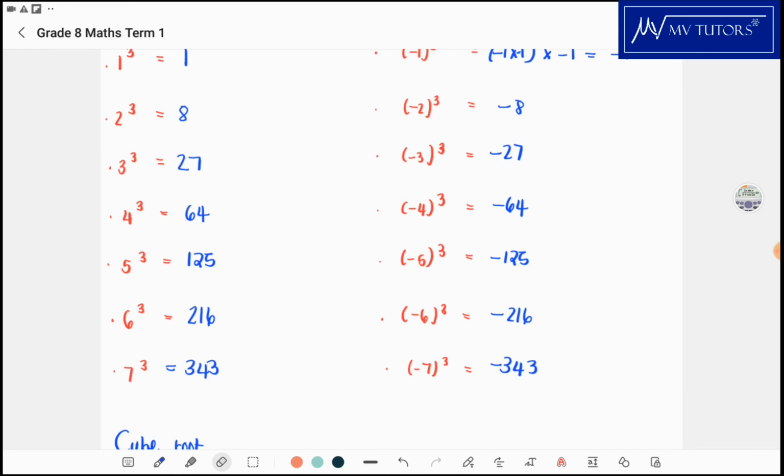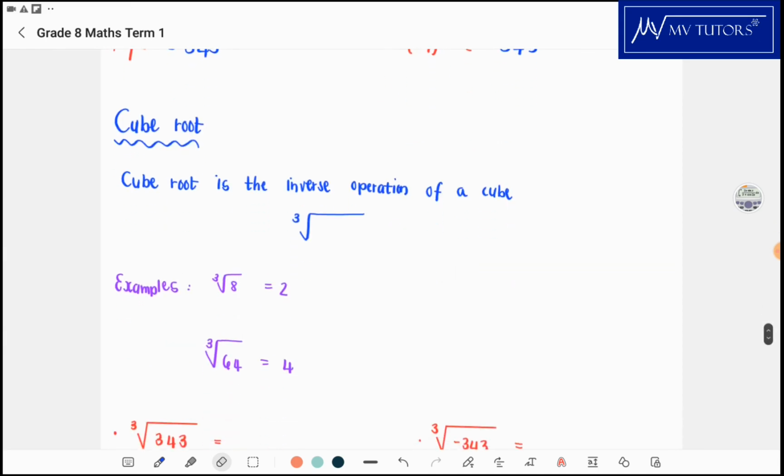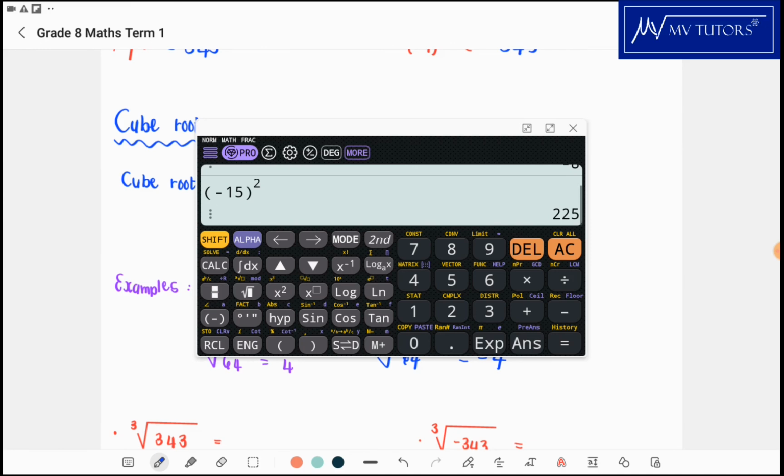So let's go on to the next, which is cube root. Just like a square root, the cube root is the inverse operation of a cube. So if we have cube root of 8, that is just going to be 2. A cube root of 64, that's going to be 4. If you have the cube root of negative 64, that's going to be negative 4. But let's just check, okay? Because these negatives, sometimes you just need to be sure about them.